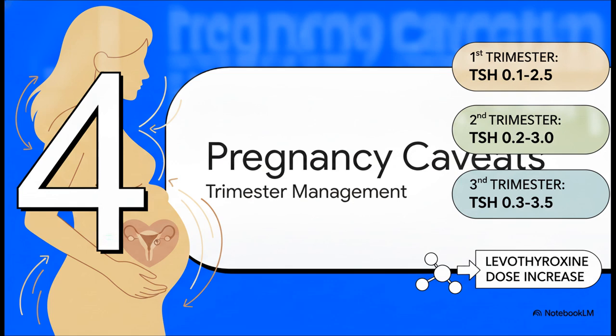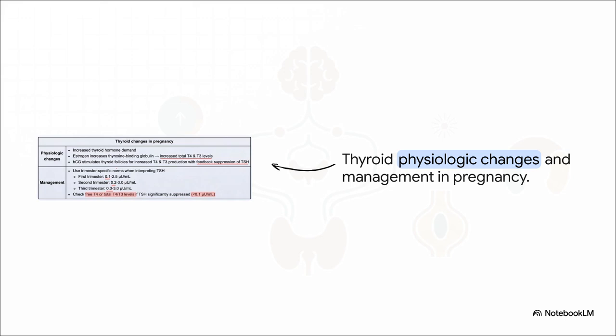Next up is Section 4, Pregnancy Caveats. Pregnancy completely alters the thyroid hormone baseline, which means we need strict trimester-specific parameter adjustments. Here's what happens. Beta-hCG actually stimulates the thyroid follicles directly.